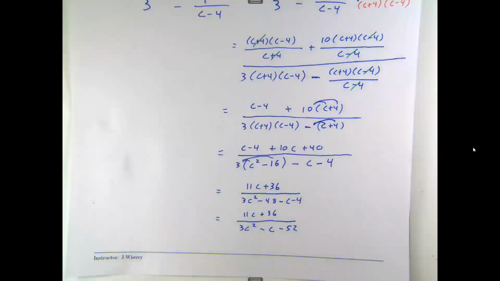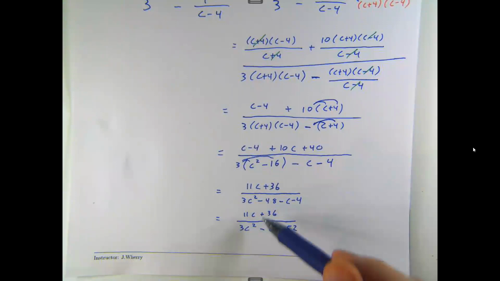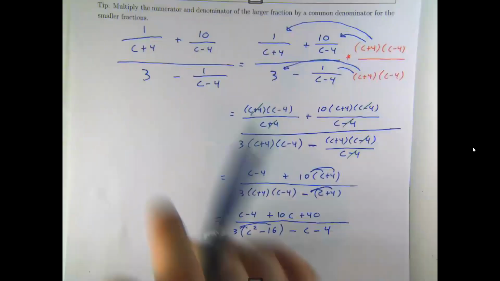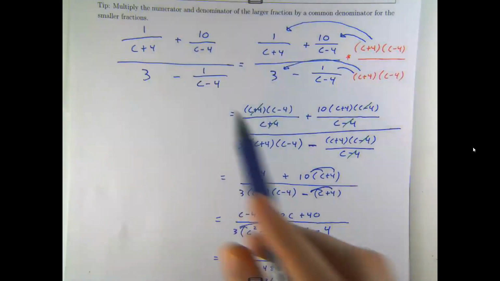Now, sometimes I can factor things out and cancel things, but I'm already seeing that the top is kind of stuck at this 11c plus 36 because it doesn't have anything in common. And I'm not seeing anything in the bottom that's looking good with this 11c. So I can't simplify this any further, but this is way nicer than the starting double fraction business.